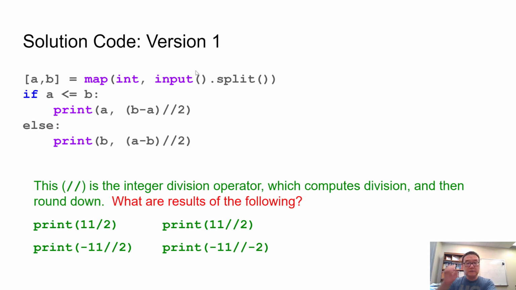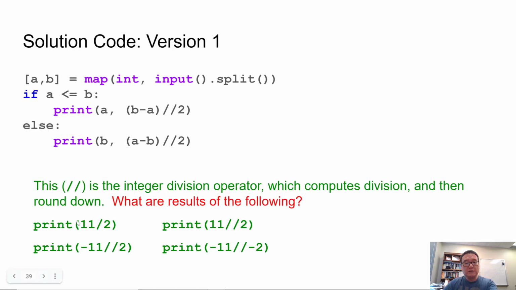Now with that, one way to solve this problem is just to do a case analysis. If A is less than or equal to B, then obviously the first answer is A. We can wear different colors A times. And then the second number is B minus A, divided by 2, where we need to round down, which is what this symbol does. This is the integer division operator. It computes division, but then it rounds down to the next integer.